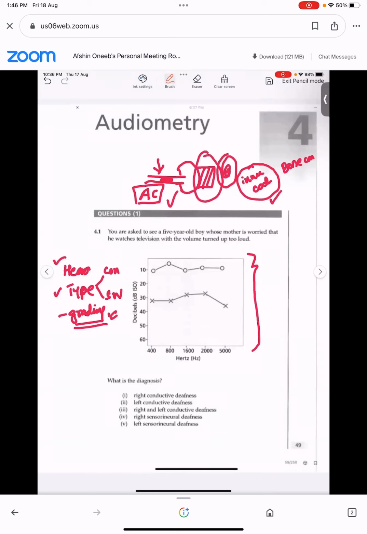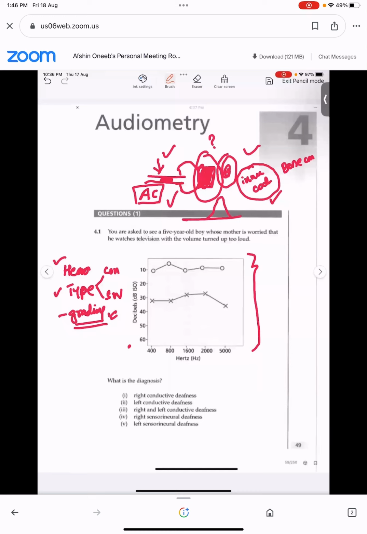What about the middle ear? How will you assess the functioning or malfunctioning of the middle ear? Anyone, please? How are we going to assess the function of this middle ear? Anyone? Yes, that is by the tympanometry. So the function of the external ear and the inner ear is seen by this audiogram, and the function of the middle ear, the tympanic membrane, is by tympanometry.